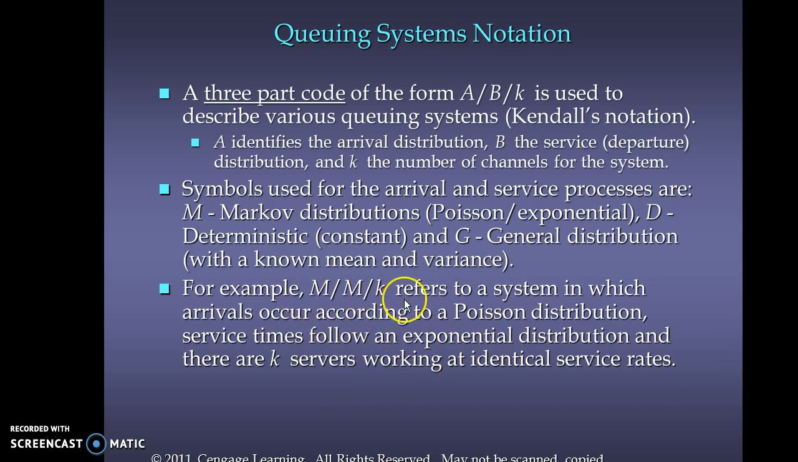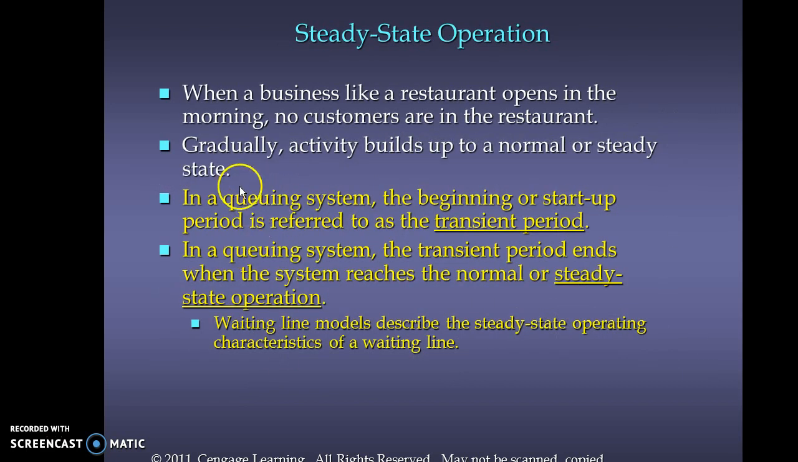So when we say an MMK model, we say it's a Poisson distribution with a service time following an exponential distribution, and there are K servers working at identical service rates. Okay, something else that is a premise for our work is that we are working on the basis of what we call a normal or steady state of operation.